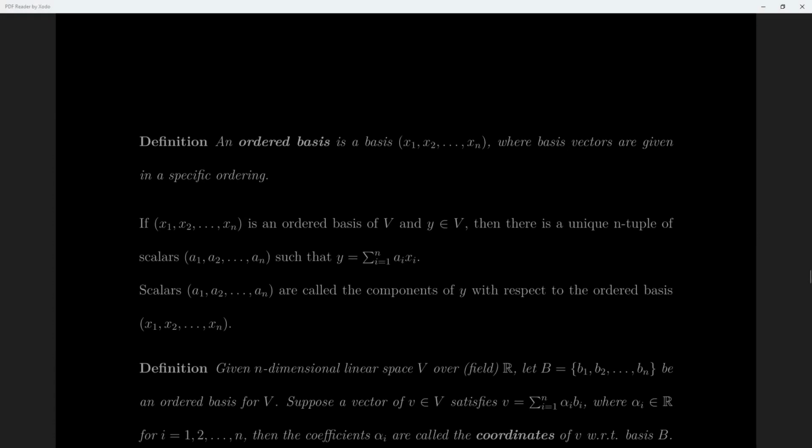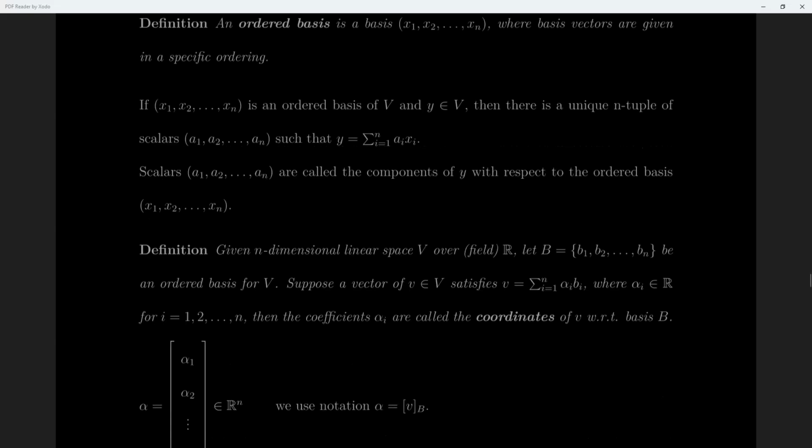So scalars A1 to AN are called the components of Y with respect to the ordered basis x1 to xn. And the next definition comes with the coordinates of V. Let's have a look at the definition. Given an n-dimensional linear space V over a field R, and given a basis set B, which is composed of n vectors, and this is an ordered basis for this vector space.